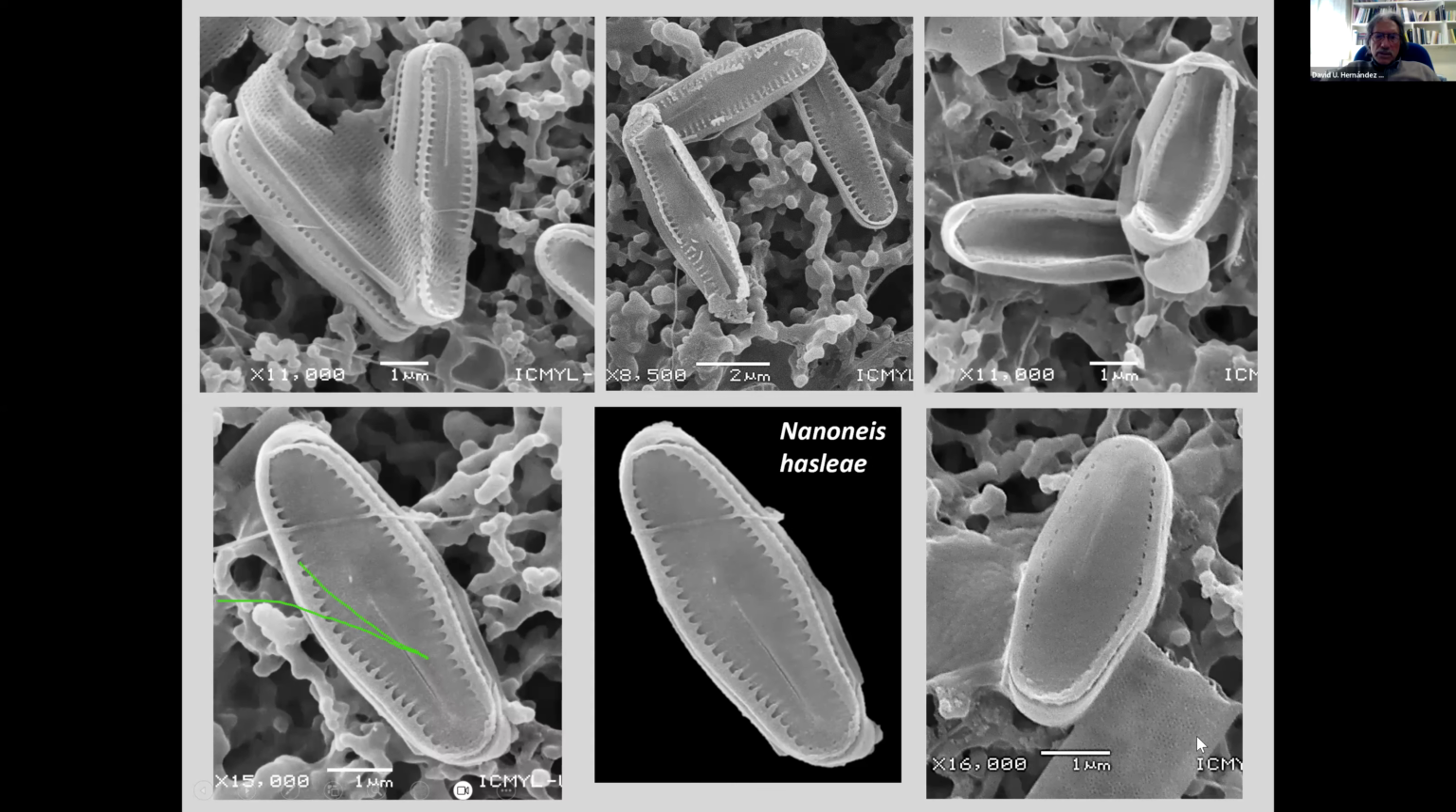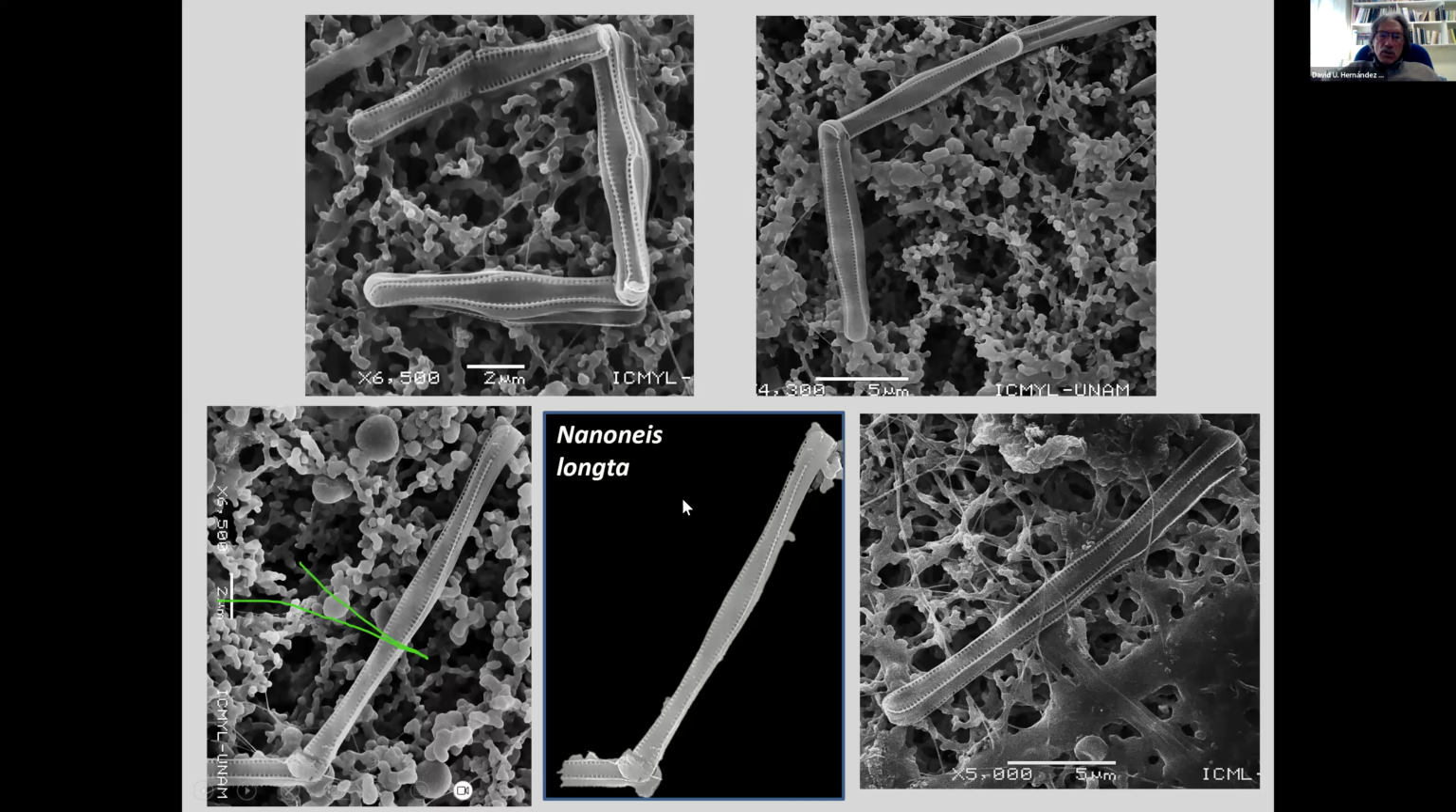Yes, so this is the very small Nanoneis hasleae. You can see the magnification and the scale. This species is very small. And it was separated from Nanoneis longa by Zhang and Li in China.